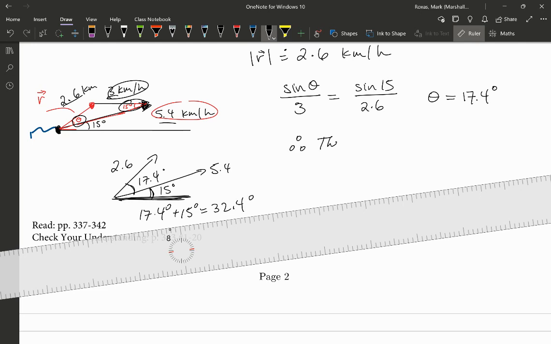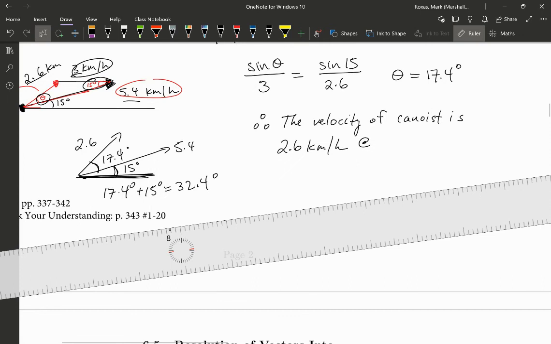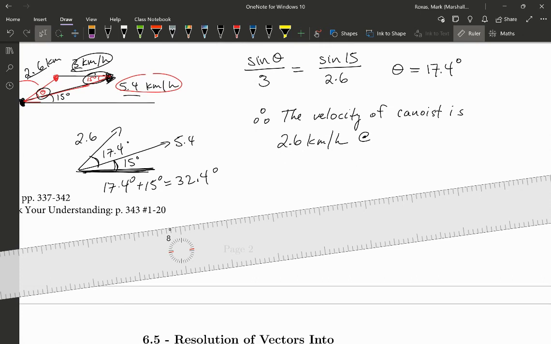So my concluding statement: the resultant, or therefore the velocity of the canoeist, is 2.6 kilometers per hour at, and the way I'm going to express this is, 32.4 degrees relative to the adjacent shoreline.